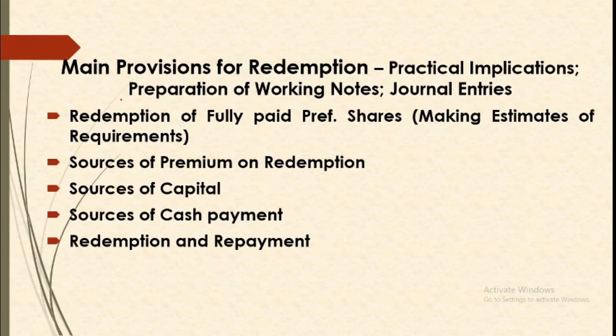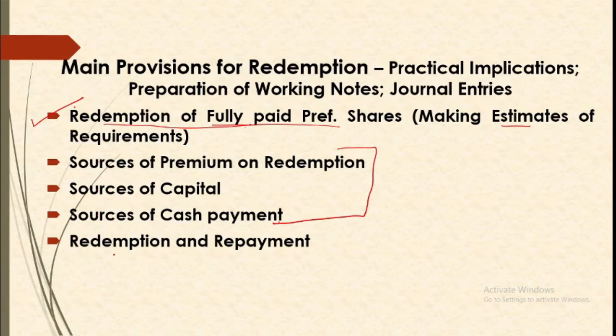Looking at the main provisions, condition number one is redemption of fully paid preference shares only. We need to understand what to do if shares are not fully paid. Once shares are fully paid, we make estimates, because at the time of redemption, if we are paying premium, we have to provide sources for that. Since we are reducing our capital, reduction in the capital must be matched against the specified sources. Thirdly, we make cash payments, so we need to arrange for cash also. Depending upon the estimates in this first step, we'll provide sources for these three categories.